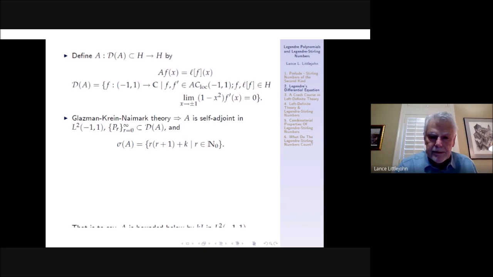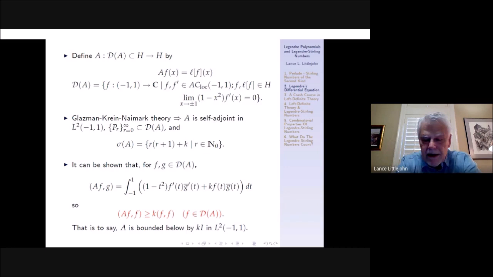Now, this is getting me closer and closer to talking about left definite theory. So if I let F and G belong to the domain of A, look at the L2 inner product of AF with G. Basically you're going to do some integration by parts. There's an integrated-out term that you can easily show goes to zero, and then you're left with what's called the Dirichlet integral on the right-hand side.